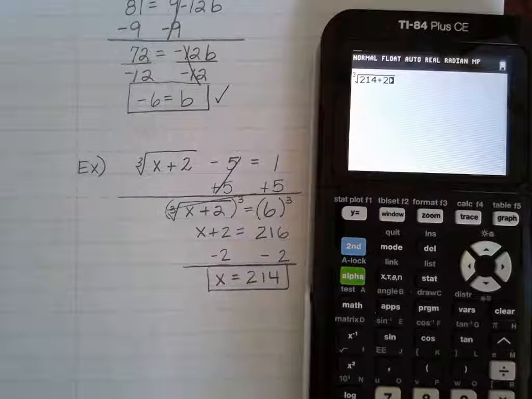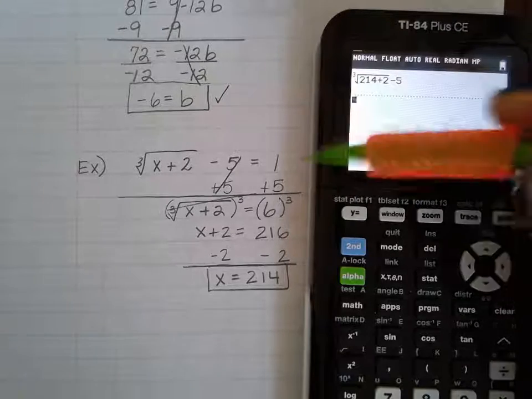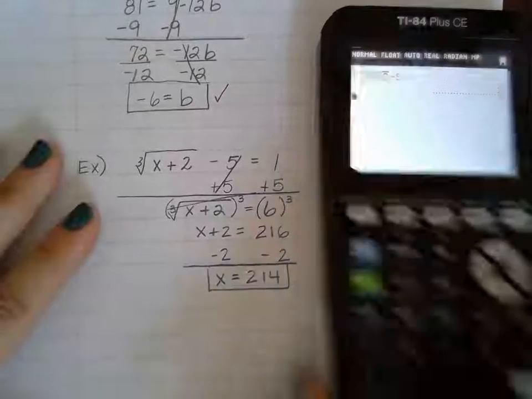214 plus 2, and then the minus 5 is not underneath the cube root, so I have to arrow over to get out of that cube root. And then minus 5, and I hit enter, and our answer is 1. So therefore, we have a good solution.